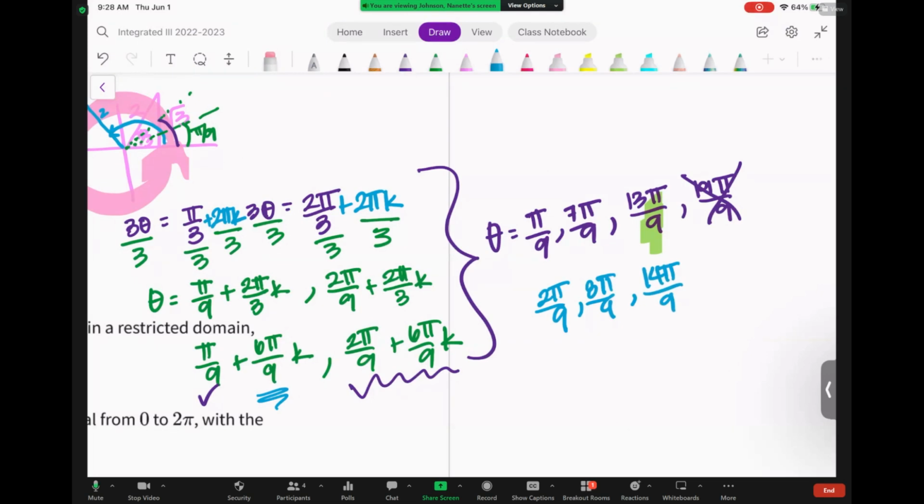And if you're wondering again, if I had 2 pizzas and I cut them up into 9 slices, I'd have 18 pieces. So the moment that I go over 18, I'm no longer within that first circle. Okay, so if I add again, I get 20 pi over 9, and that's bigger, so I'm not going to count them. Does that make sense? Very good.